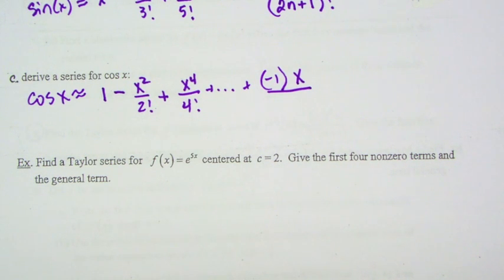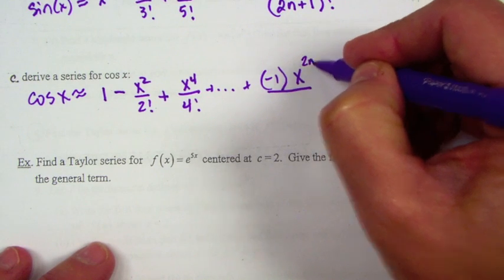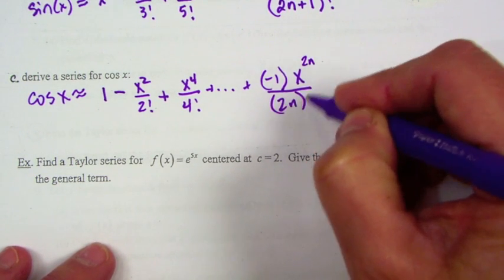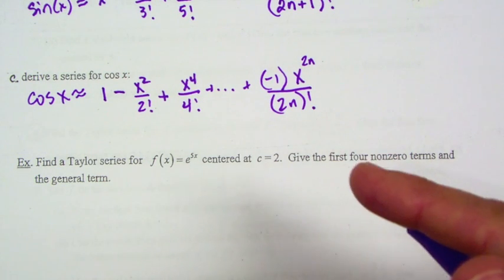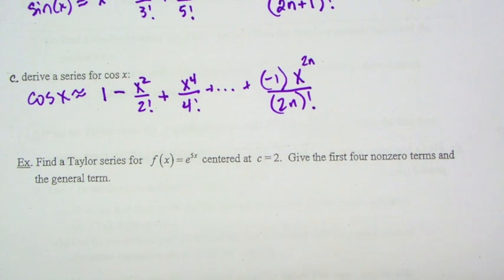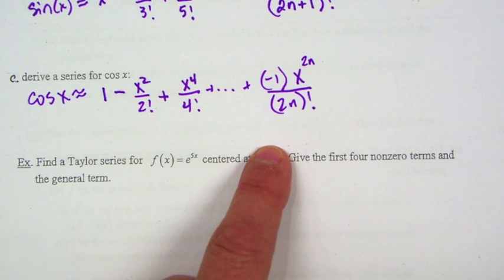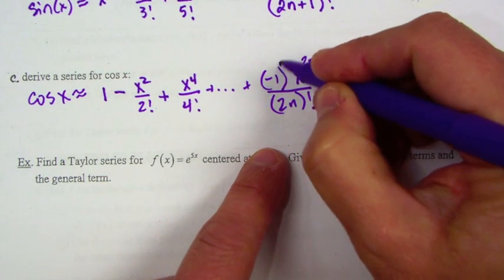So what do we need to put for the power? 2n. That's going to make it always even. And I know the power and the denominator will be the same. And then I need the first term. Well, where am I starting this one if I've set it up this way? At 0, so the negative 1 needs to be raised to the n power.